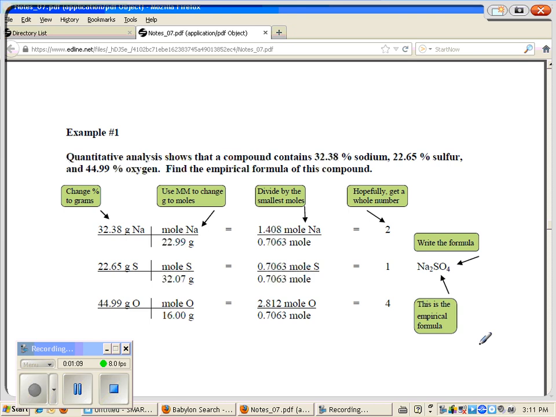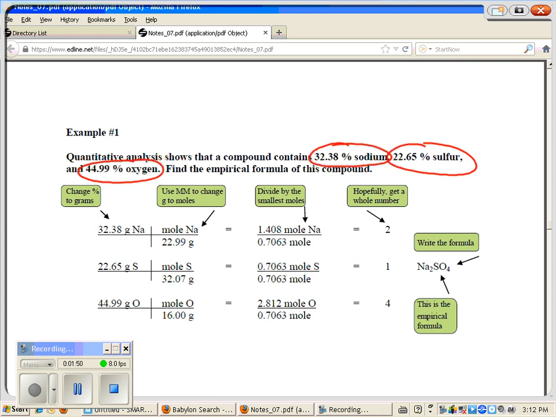In this problem, quantitative analysis shows that a compound contains 32.38% sodium, 22.65% sulfur, and 44.99% oxygen. Find the empirical formula of this compound. I took these numbers for sodium, sulfur, and oxygen, which are in percentages, and I'm going to change them directly to grams. The reason I can do this is because when it's in percentage, I can assume whatever size sample I want. So let's assume a 100-gram sample. That makes the math real easy.